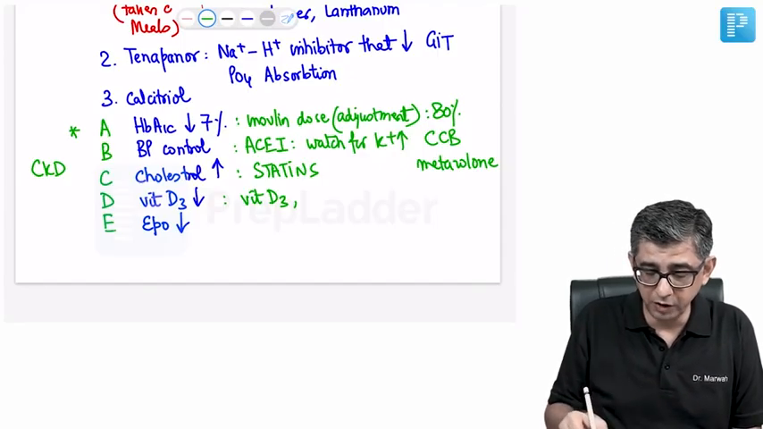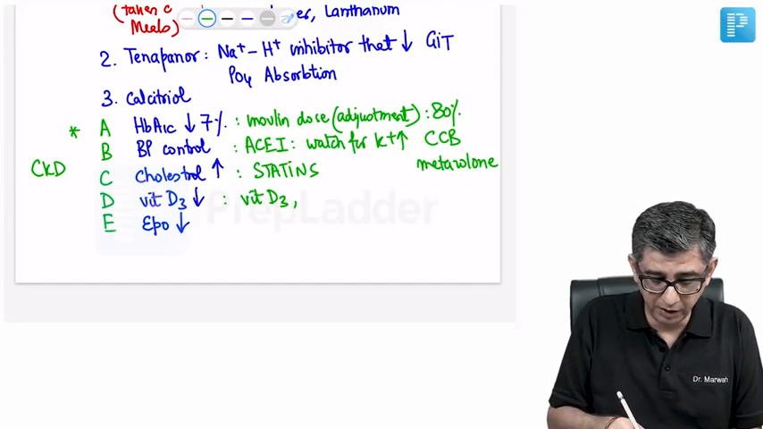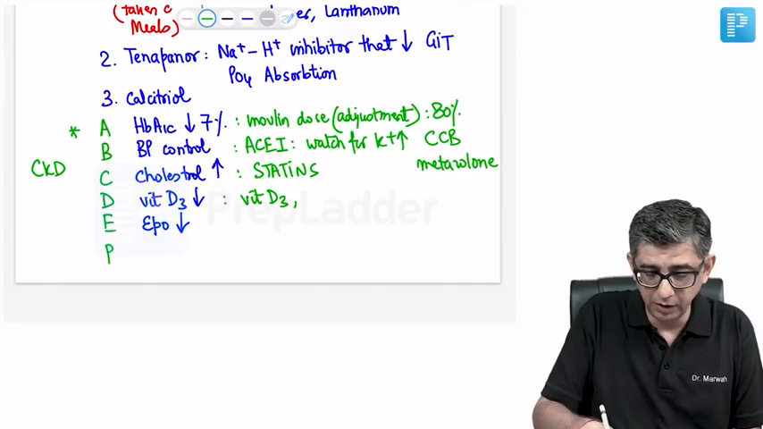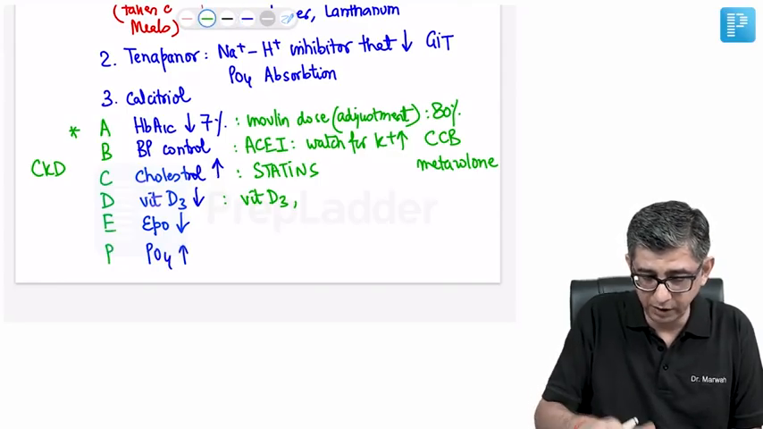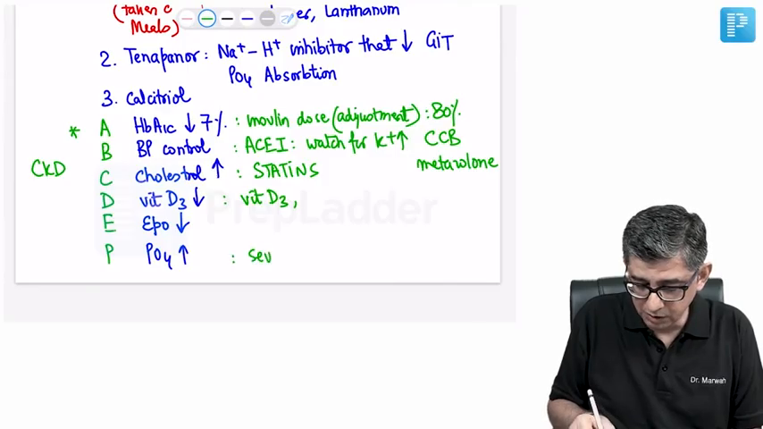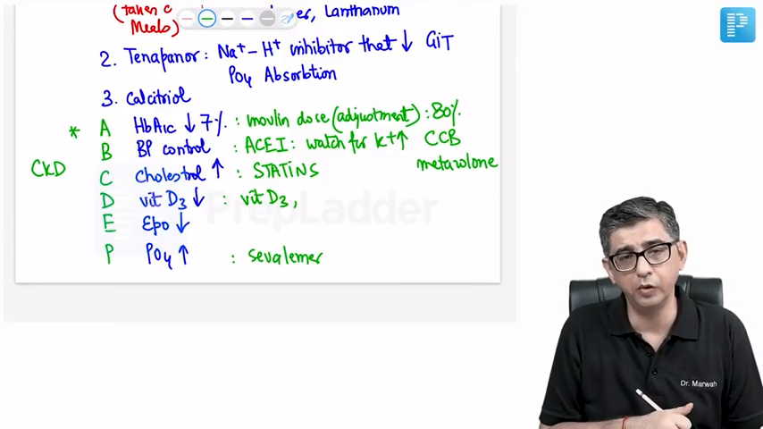So because of the phosphate values in this patient, in fact, I can add here in the P component, that the phosphate values of the patient will be grossly elevated. So I can be using sevelamer or lithium carbonate for these patients apart from tenapanor.